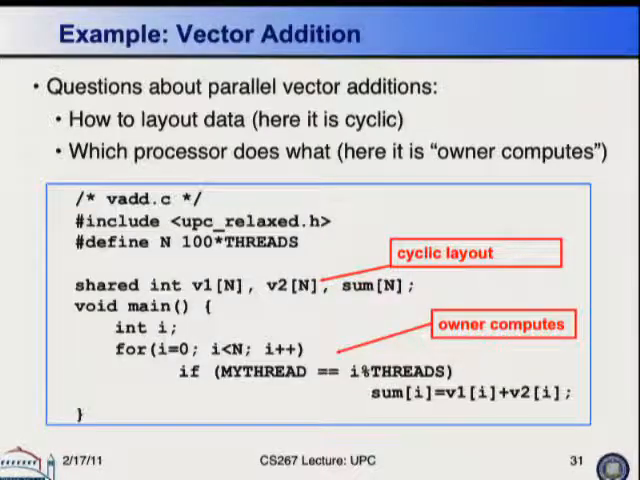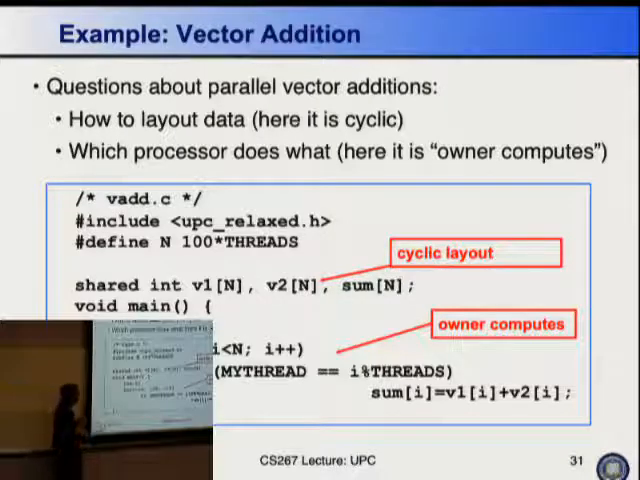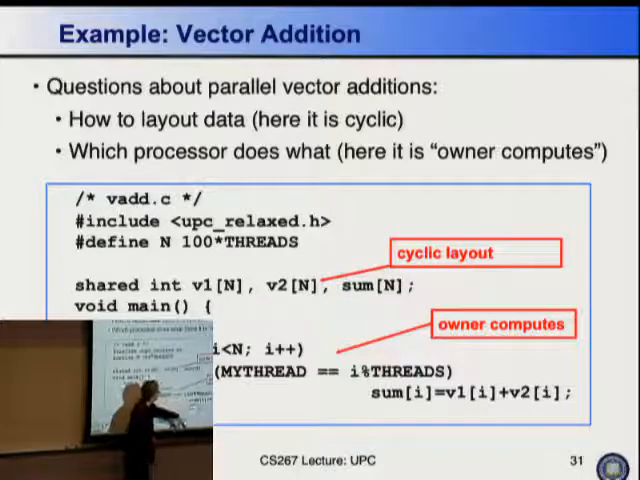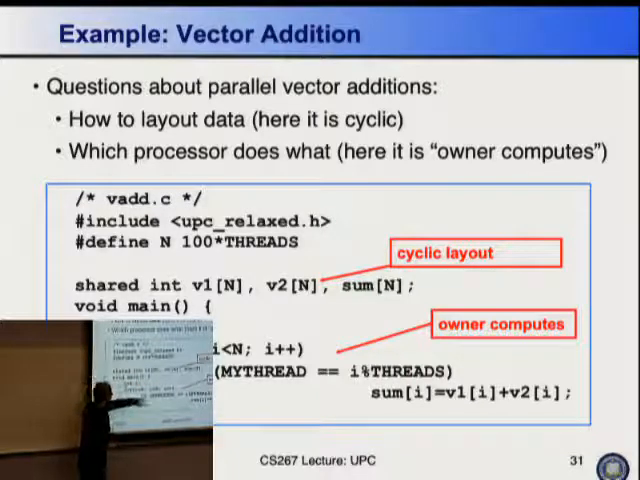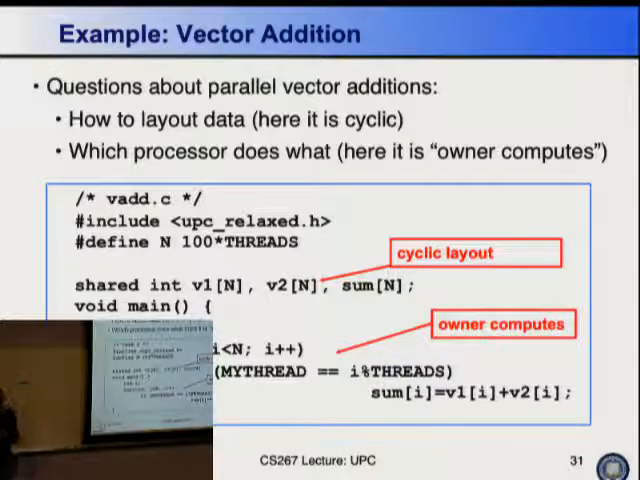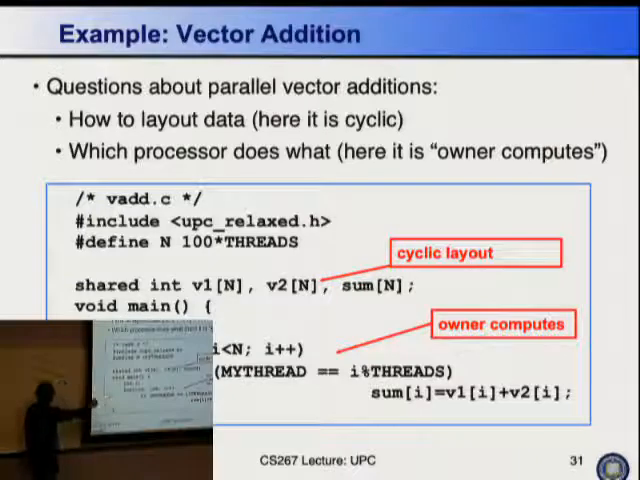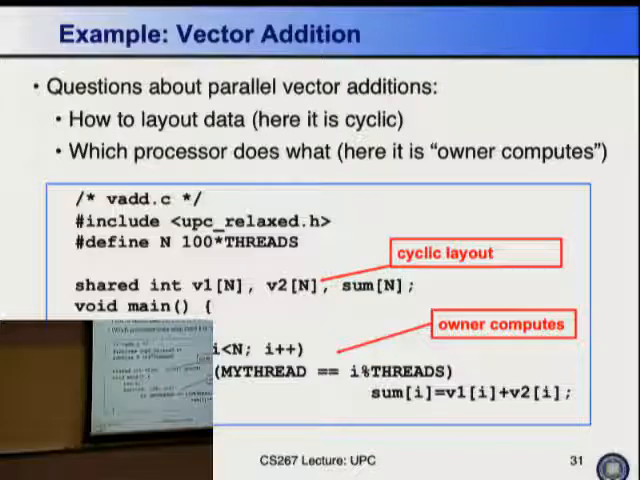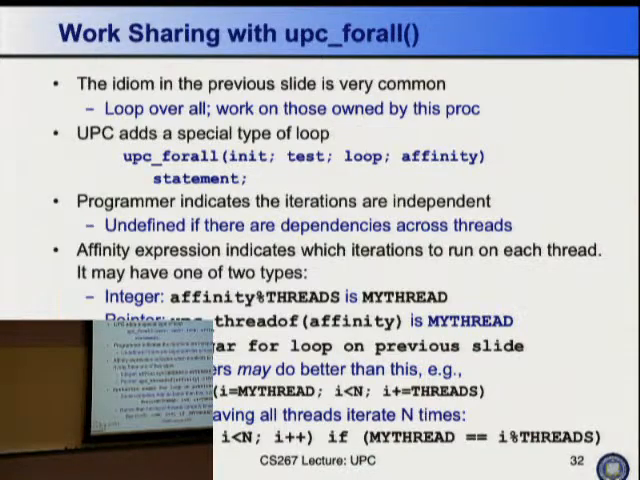This is a cumbersome way of writing only do the sums if I happen to own the values. So rather than having all the threads redundantly calculate the values in sum, which would be a lot of extra work, each thread is just going to add up the values that happen to live on its own thread. The general condition is if MYTHREAD is equal to i mod THREADS, then those are the ones that I own. And that pattern of writing this kind of conditional is so common that it gets encoded into a UPC language construct called upc_forall.